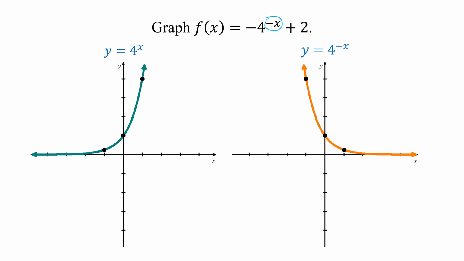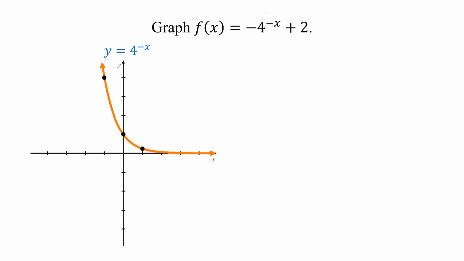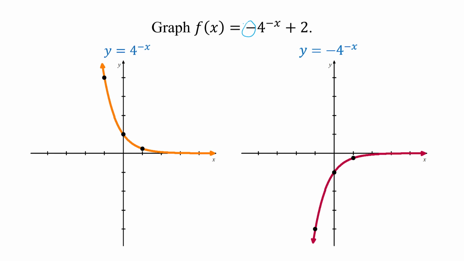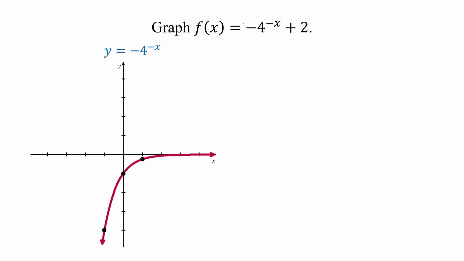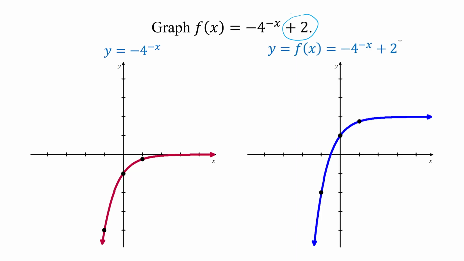From y equals 4 raised to the -x, I will reflect this graph about the x-axis for the graph of y equals -4 raised to the -x. And then last of all, I take y equals -4 raised to the -x, and adding 2 to the function means to graphically shift the graph up by 2 units. So here we have the graph of y equals f of x, or -4 raised to the -x plus 2.